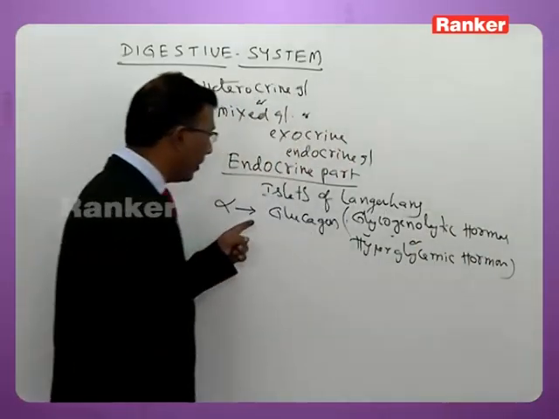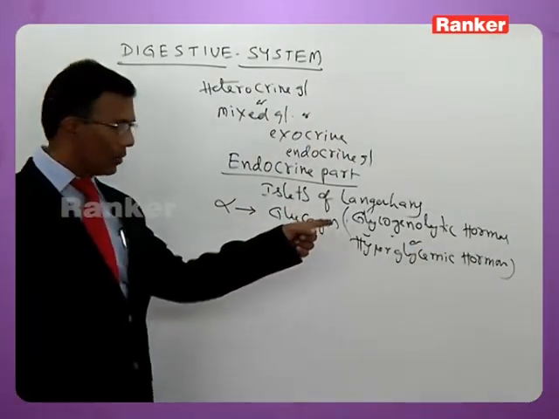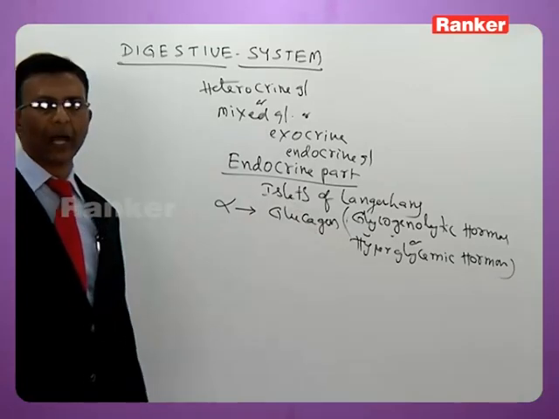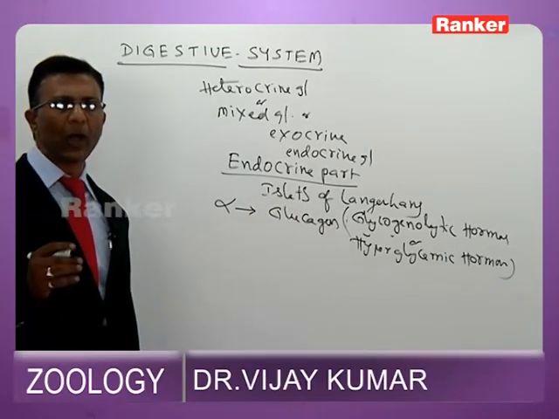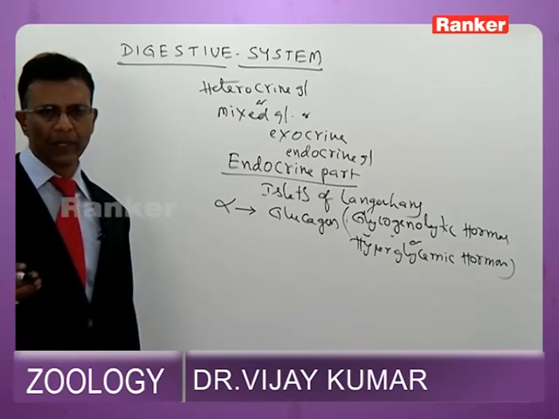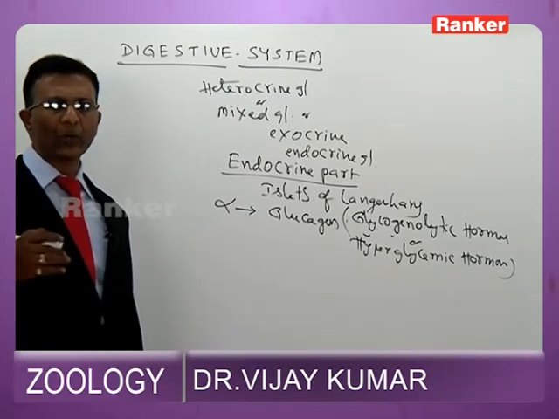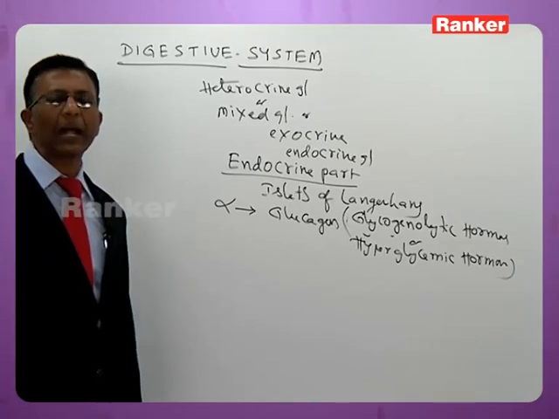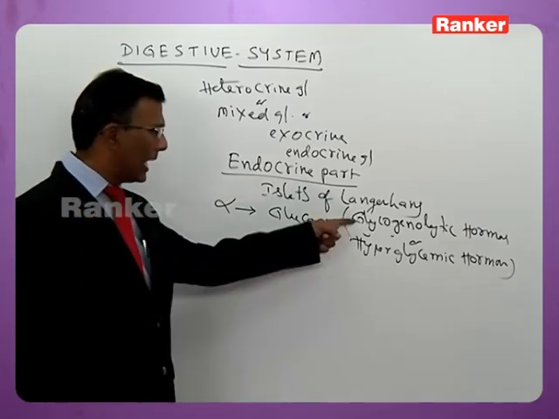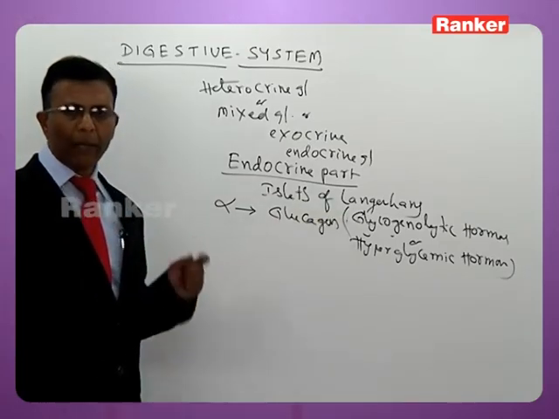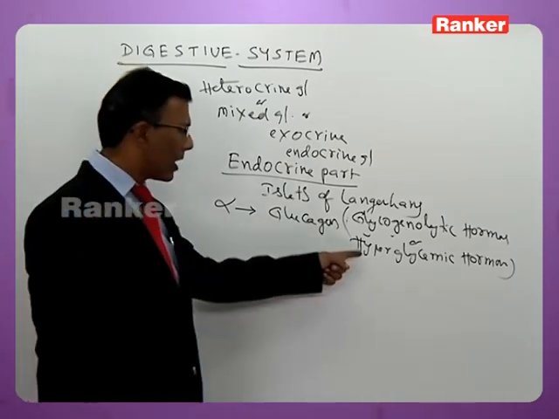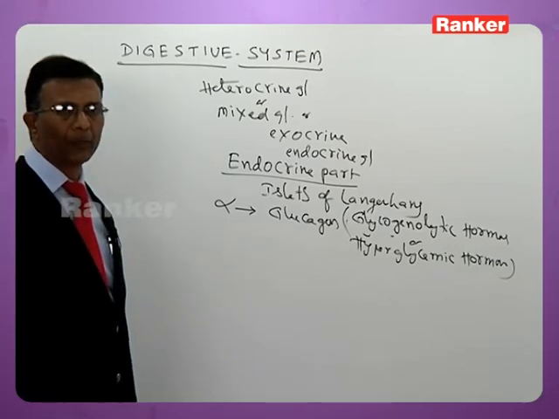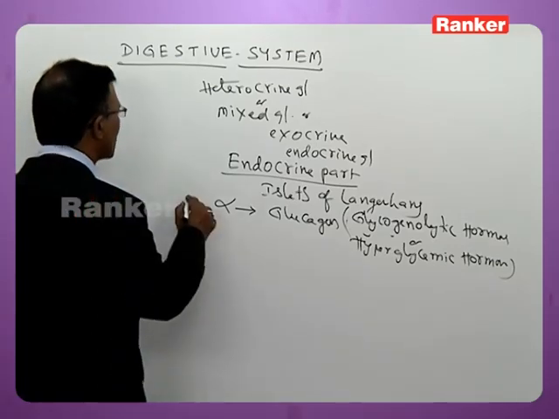I shall repeat again here now. Glucagon is called glycogenolytic hormone or hyperglycemic hormone. Why is it called glycogenolytic hormone? It promotes the breakdown of glycogen to form glucose, and thereby increases the blood glucose level. That's why it is called glycogenolytic hormone. By promoting glycogenolysis, it enhances blood glucose level. That's why we call it hyperglycemic hormone. So that is secreted by alpha cells.